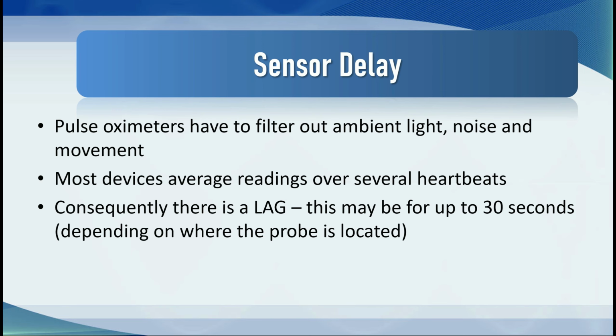Remember, pulse oximeters have to filter out ambient light, noise, and movement. Most devices average readings over several heartbeats. Consequently, there must be a lag in most situations, and that can be up to 30 seconds of lag time, depending on where the probe is located. On the earlobe, it's shorter. On the big toe, it's longer than on the finger.